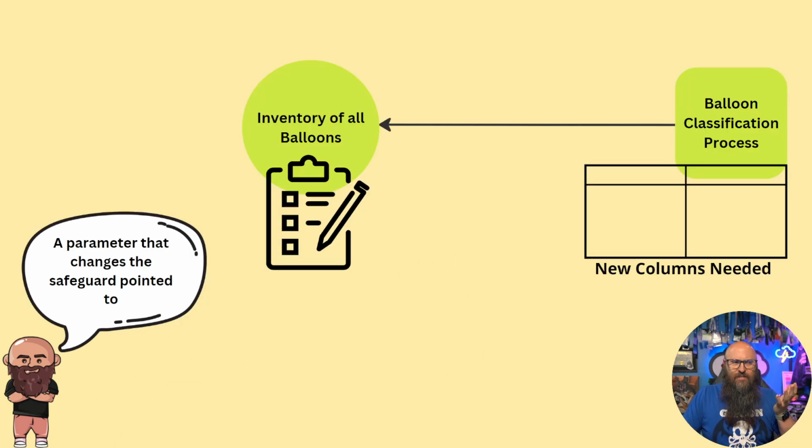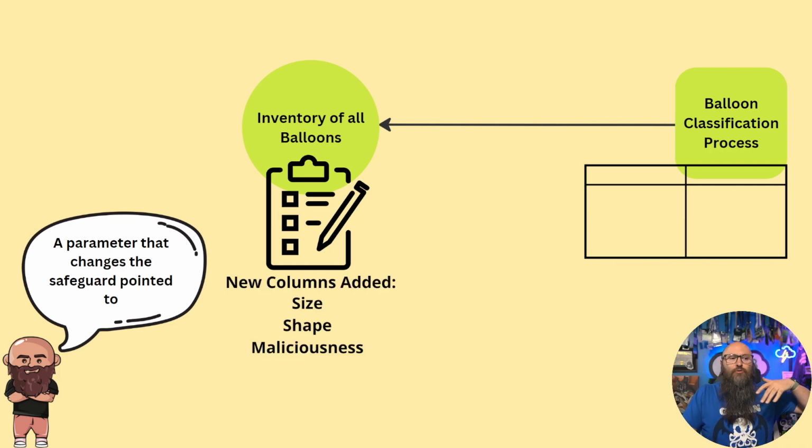Think of a parameter in this case. A parameter changes the safeguard being pointed to. So in this case, our balloon classification process adds some columns over to our inventory of all balloons. Which columns? Size, shape, maliciousness, all those things called out in that yellow in that 1.2.